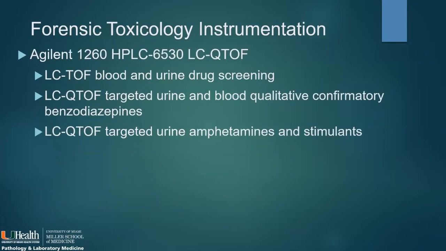So for our LC QTOFs, we have an Agilent 1260 HPLC coupled to a 6530 LC QTOF. This is our primary QTOF that we are using at this time. And we have our LC TOF screen method for both blood and urine specimens, as well as 2 targeted assays. We have a targeted urine and blood benzodiazepine confirmatory assay, and then a targeted urine amphetamines and stimulants assay.